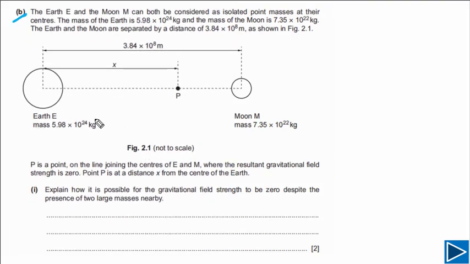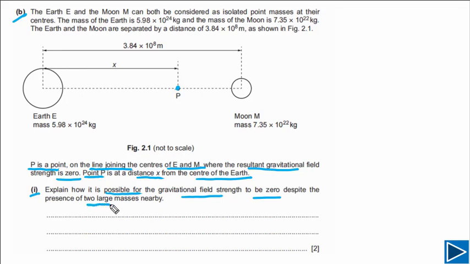For part B, it is given to us that P is a point, as you can see here. P is a point located on the line joining the centers of our planet and moon, where the resultant gravitational field is equal to 0. It is also given to us that point P is at a distance x from the center of our planet. For this question, we need to explain how it is possible for the gravitational field to be zero.